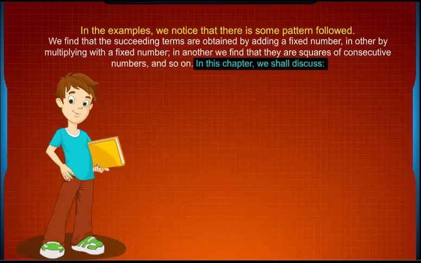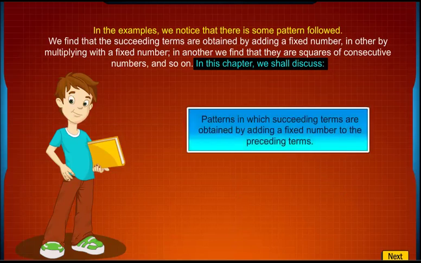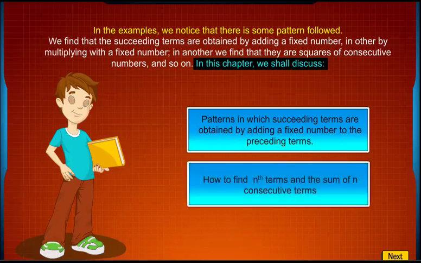In the examples, we notice that there is some pattern followed. We find that in one, the succeeding terms are obtained by adding a fixed number, in another by multiplying with a fixed number, in another we find that they are squares of consecutive numbers, and so on. In this chapter, we shall discuss one of these patterns in which succeeding terms are obtained by adding a fixed number to the preceding terms. We shall also see how to find the nth term and the sum of n consecutive terms.